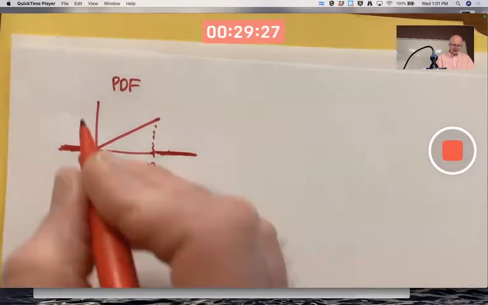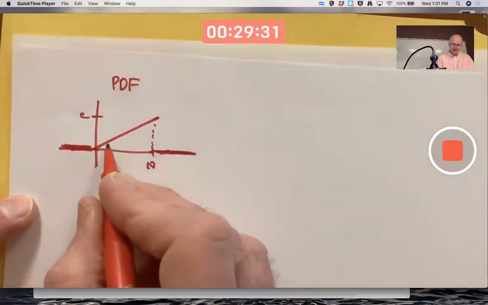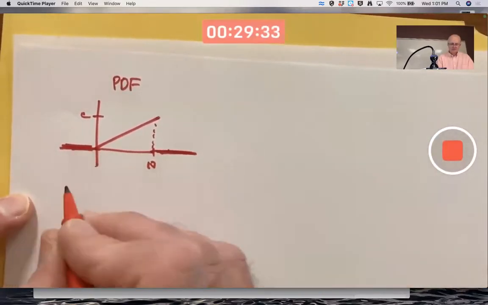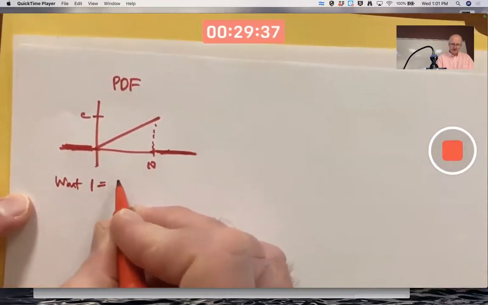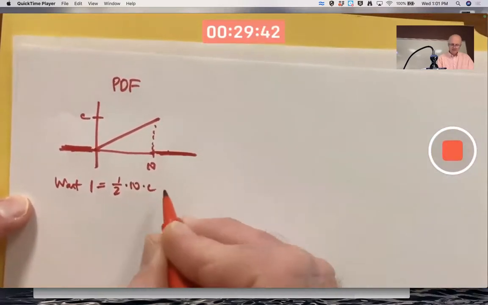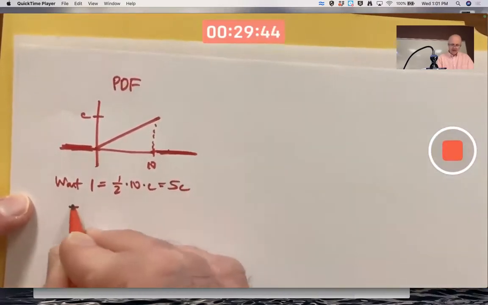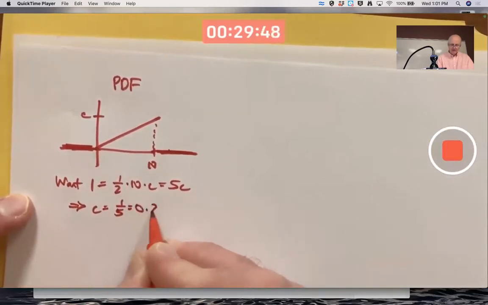How high does it go? What's C going to be here? Well, I want the area of this triangle to be 1. We want 1 to be the area of the triangle, which is 1/2 base times height. And that would imply C is 1/5. 0.2 for this example.